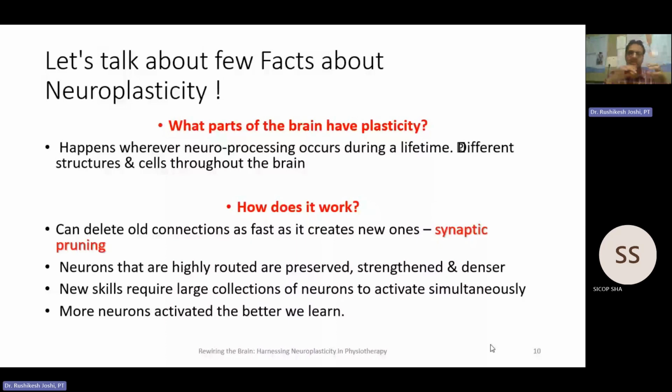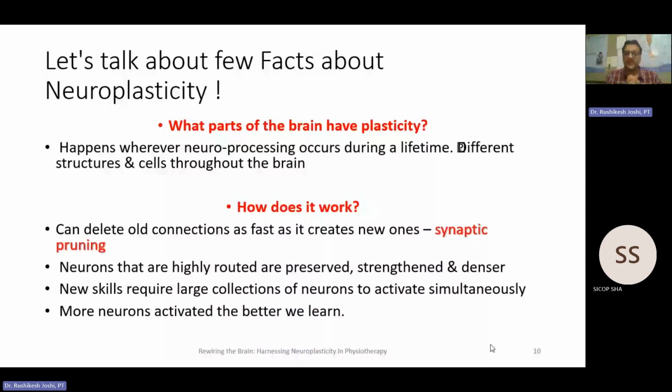So when I say sprouting, in neurological terms, it is known as synaptic pruning. The process is known as synaptic pruning. It means the new synapses, the new sproutings, the new neurons are growing and they try again to mingle and connect. All right. Neurons that are highly routed are preserved, strengthened, and denser.